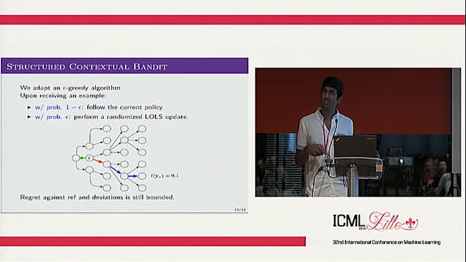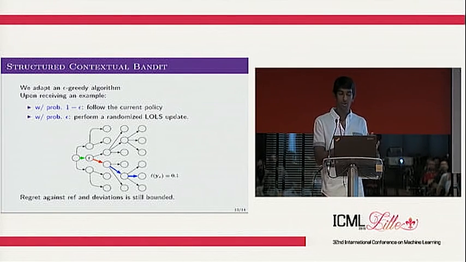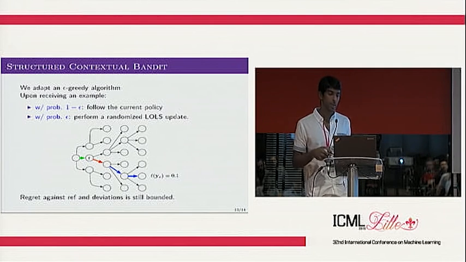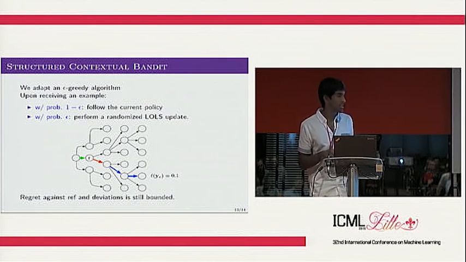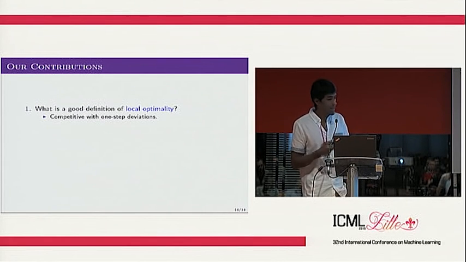And it's very similar to LOLS. Again, you can show that the same quantity, the regret to reference and deviations, is still bounded. The variance of your importance weighting shows up, but it's not essentially any different. And yeah, that's actually about all I wanted to say.